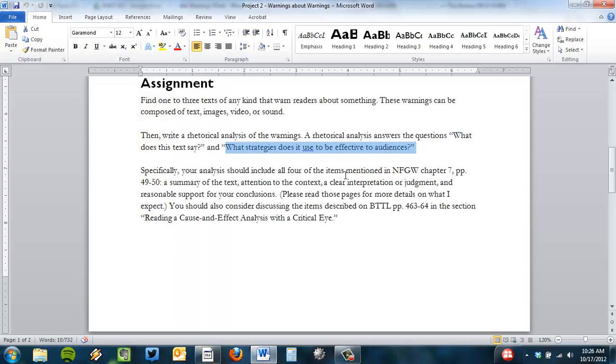So then when I get down to all this other stuff, a lot of you had a list going of here's my summary, here's my context, here's my judgment, and here's my support for the conclusions. That's great. That stuff is all required. It has to be in the essay somewhere, but I'm not requiring you to write about all of it in this kind of list-like format. In other words, I do not want an essay where the first fourth is, here's my summary. Second fourth, this is the context. Third fourth, this is my judgment. Fourth, this is my support.